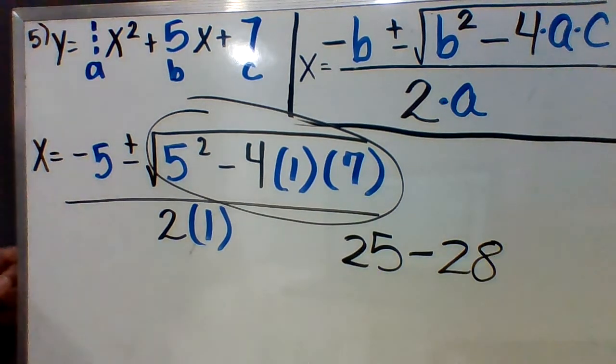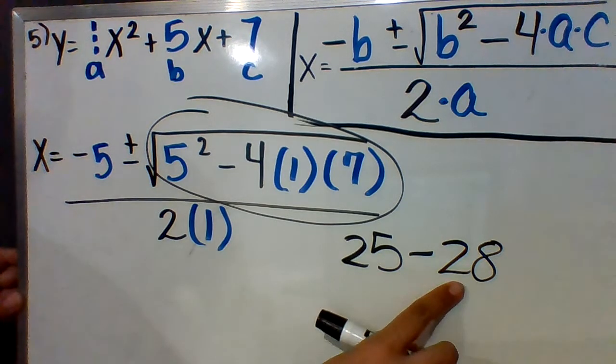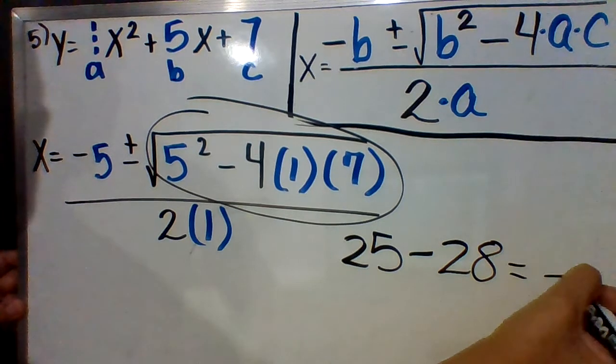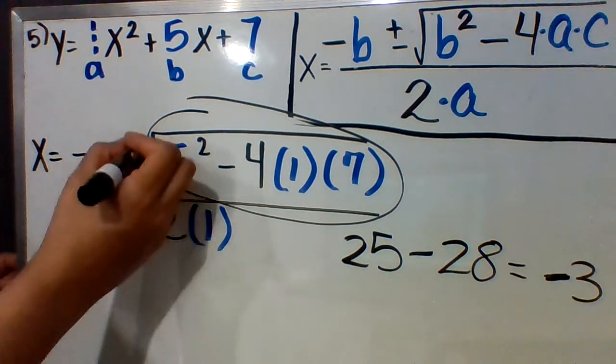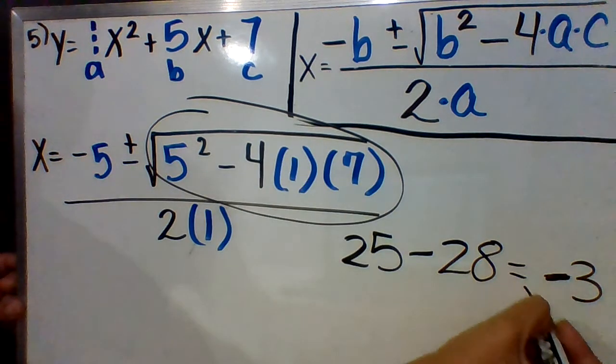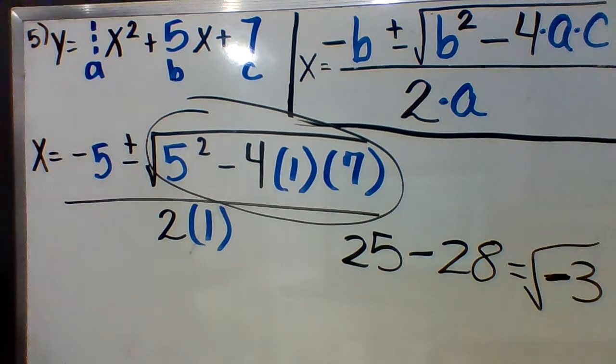And 25 take away 28, this number is bigger. So our answer is going to be negative. For the first time, our answer is going to be negative. Now, don't forget that this is all underneath a square root. So it's the square root of negative 3.